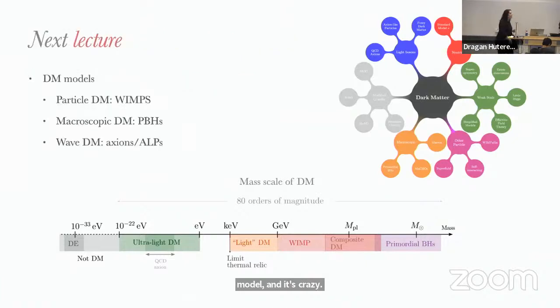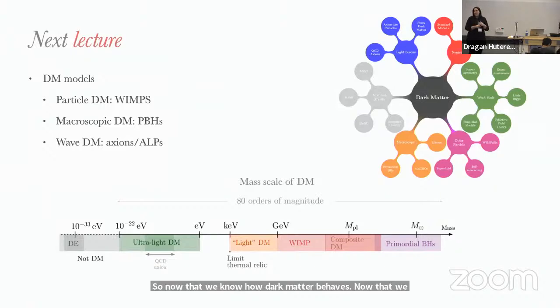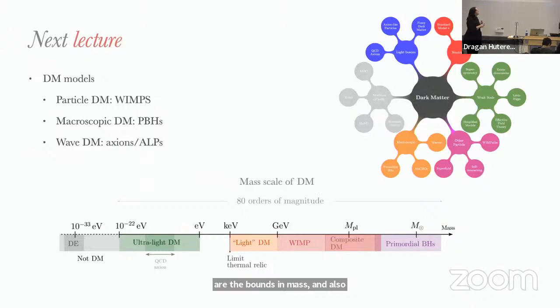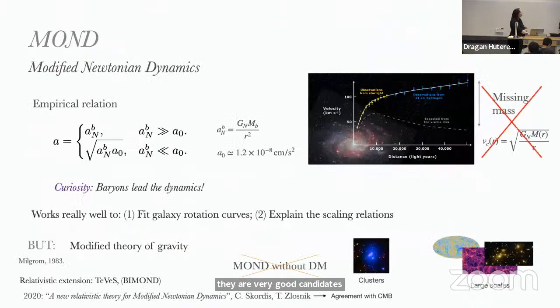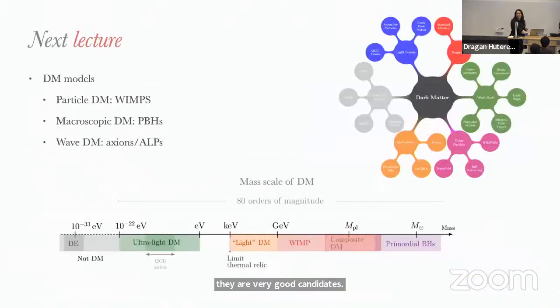So next lecture, we're going to explore those models a little bit more. Now that we know how dark matter behaves, what is necessary to construct a model, and what the bounds are in mass, in interactions, and how cold it is, we can go and explore a few of the most famous models. Like I told you, 5 to 10 years ago, we would stop here, basically. But now we have all of those models and they are very good candidates. So I'll start tomorrow talking a little bit about MOND. Yeah, you guys are not going to escape that. We need to talk about it.